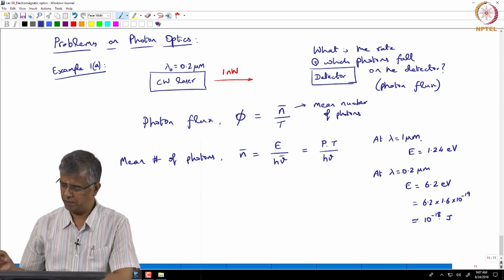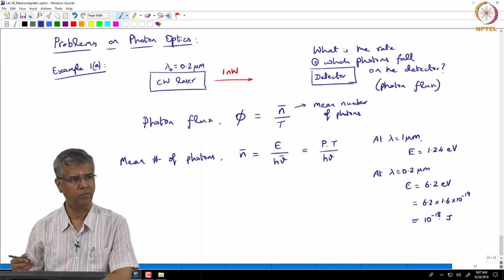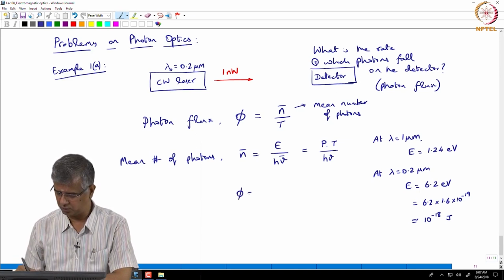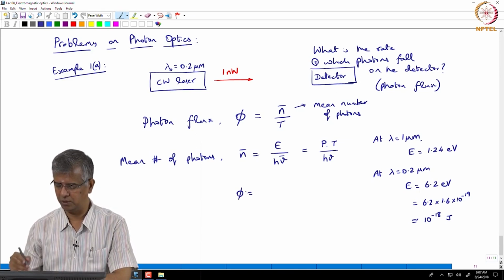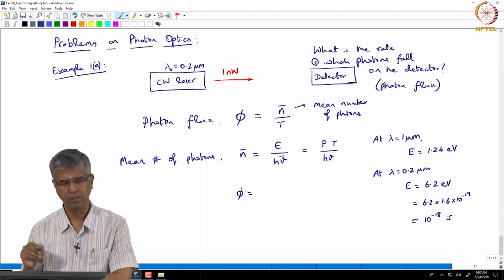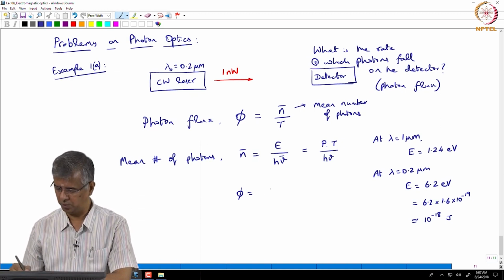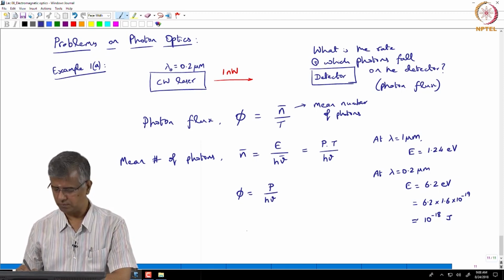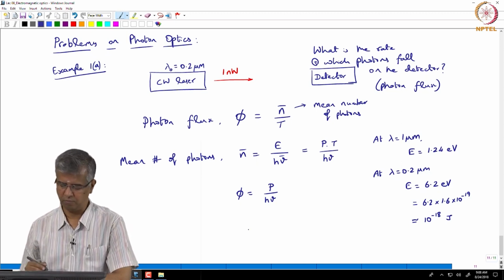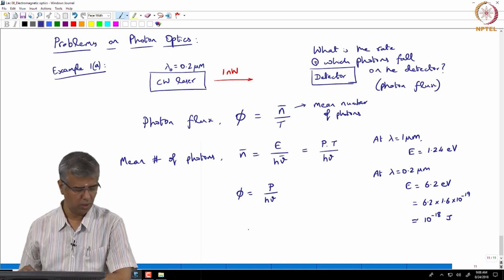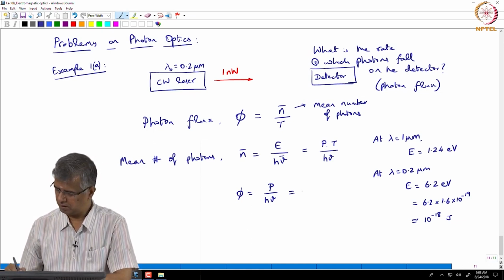So, what I am actually out to calculate is the photon flux. So, I go back to photon flux and I substitute instead of n bar, I substitute this expression. Then the t in the numerator and denominator will cancel each other. So, this is going to be equal to the power divided by h nu, okay. Since I am having only one wavelength given, I can just take it as h nu.